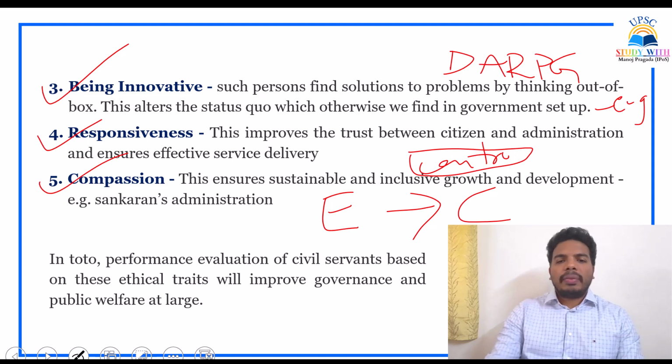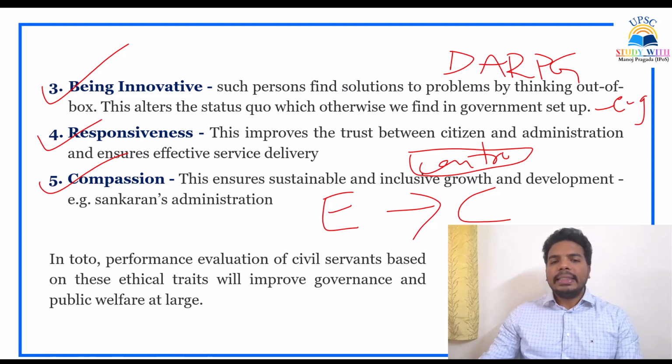So in total, the performance of civil servants based on these ethical traits will improve governance and public welfare at large. That is the conclusion I have given. So this is the model answer. I am not saying that this is the perfect answer that you should write.